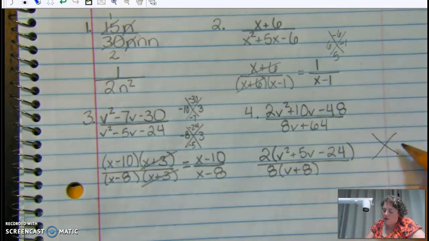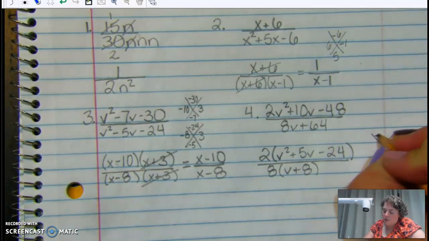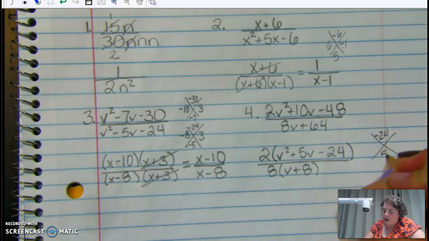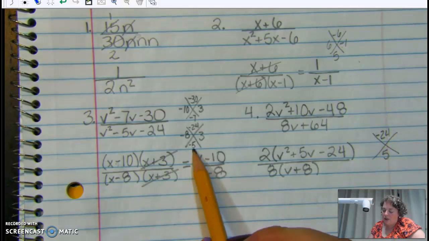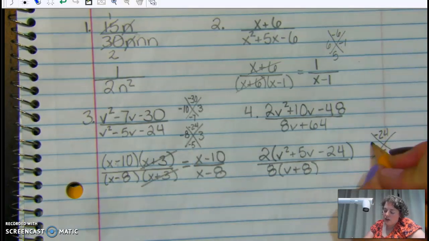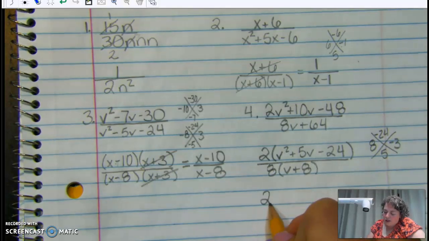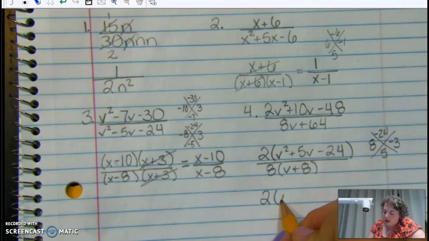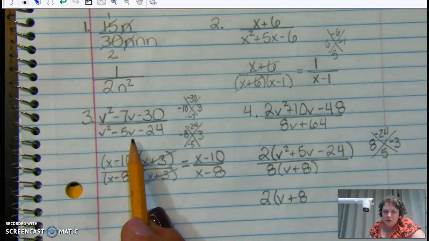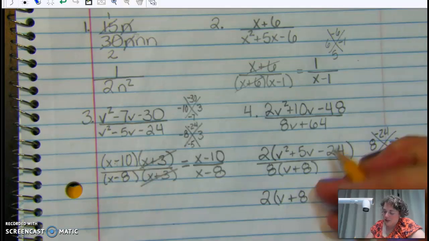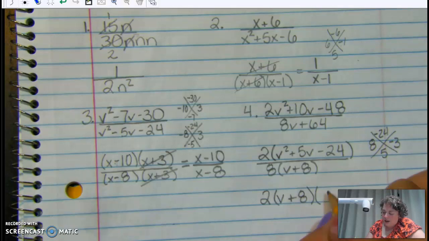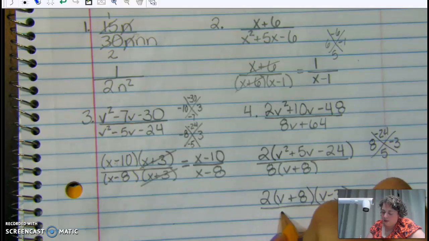All right, so for my factoring of the trinomial, I need to figure out what multiplies to negative 24 but adds up to 5. Very similar to the previous problem, but that one was negative 5. So in this case, I'll have positive 8 and negative 3. So the 2 stays there, and now I have v plus 8. Did you see me do that? I switched from v to x. Sorry about that. Same idea: v minus 3 over here, and then on the bottom, 8 times v plus 8.